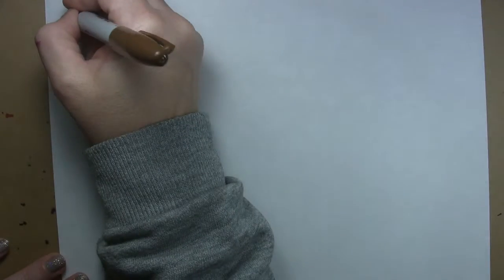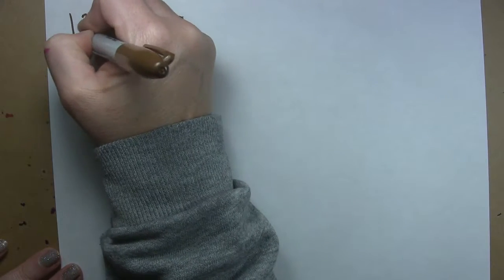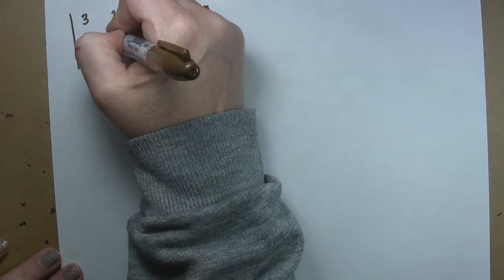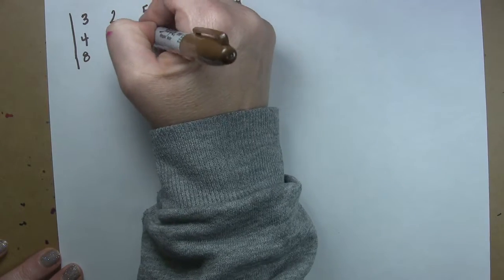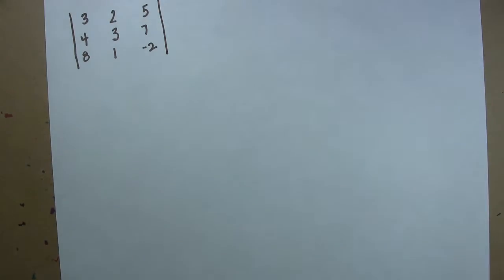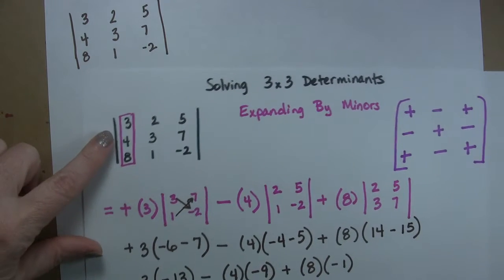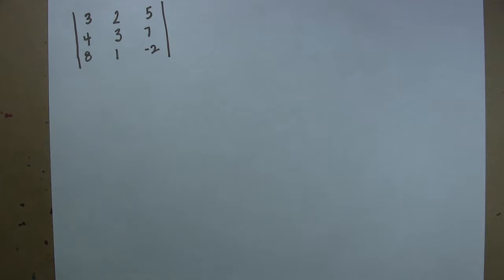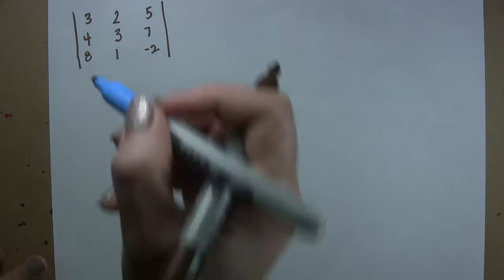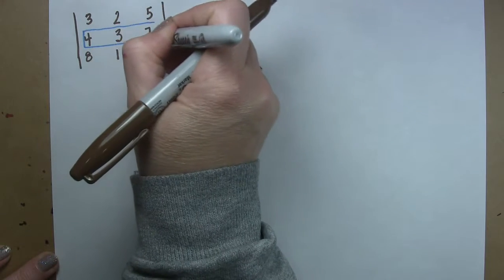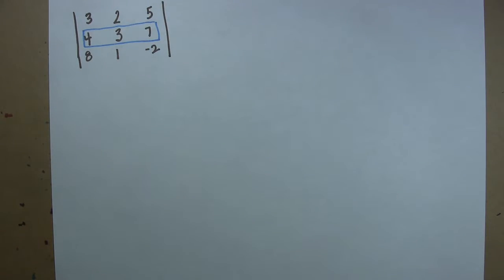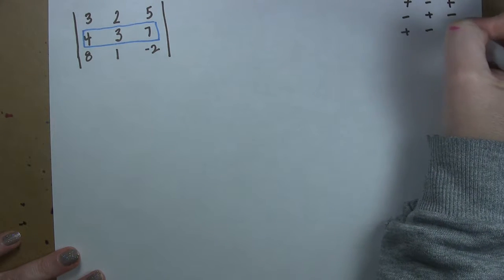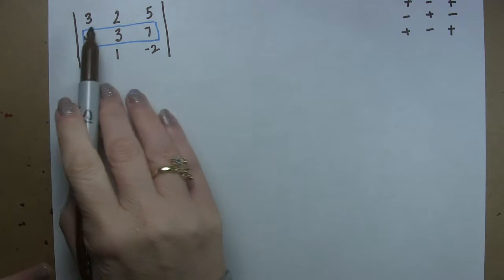So let's do this. I'm going to make the exact same matrix here. So we have 3, 4, 8 going down, 2, 3, 1 going down, 5, 7, negative 2 going down. But this time, instead of picking this first column right here, let's just pick this second row. Okay? All right, and before we get started, let's just remember our pattern. Okay, good. All right, so now we're going to work with this.